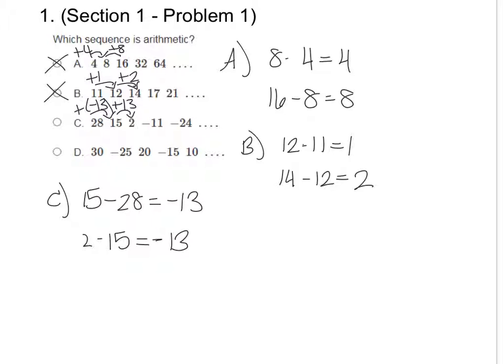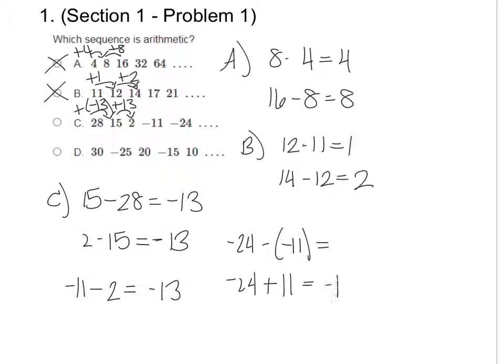So I'll take my fourth term, which is negative 11. I'll subtract the term before it, which is 2, and I get negative 13. And my last term is negative 24. If I subtract the term before it, which is a negative 11, remember I can rewrite that as negative 24 plus 11, which is negative 13. So I'm adding negative 13 every single time to get that next term of the sequence. So letter C looks like it's arithmetic.